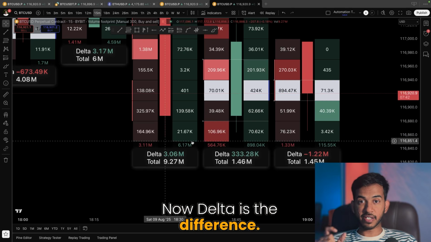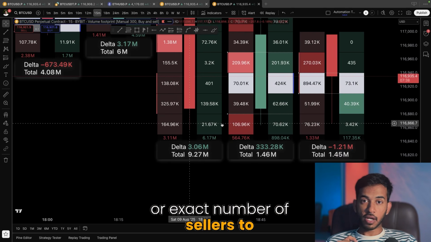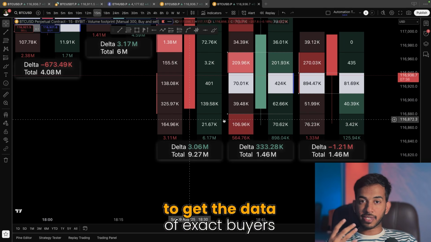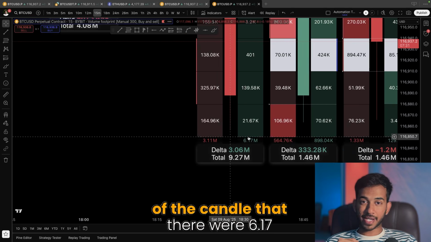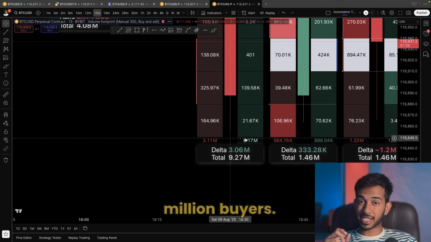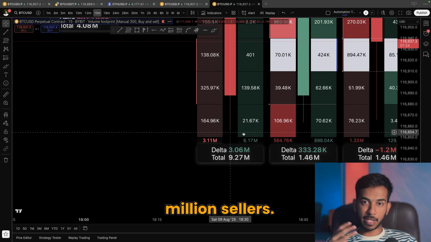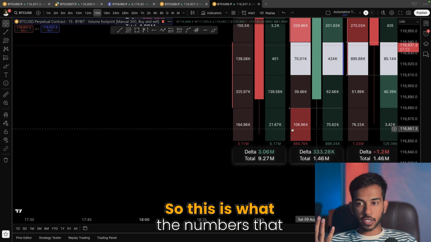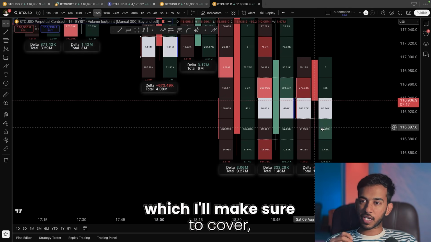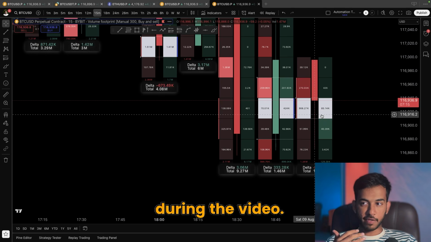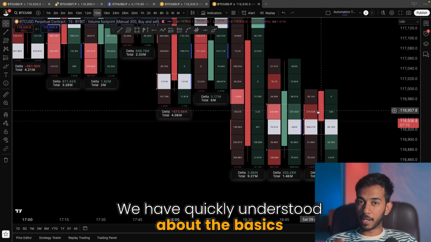Now delta is the difference. It's not the exact number of buyers or exact number of sellers. To get the data of exact buyers or exact sellers, you can just see at the bottom of the candle that there were 6.17 million buyers, and when compared to it, there were only 3.11 million sellers. All right, so these are the numbers that you see on your screen. Now there are a few more additions to it which I'll make sure to cover during the video. So we have quickly understood the basics of footprint.